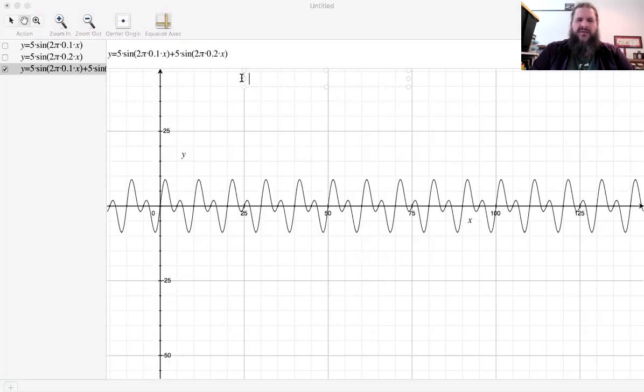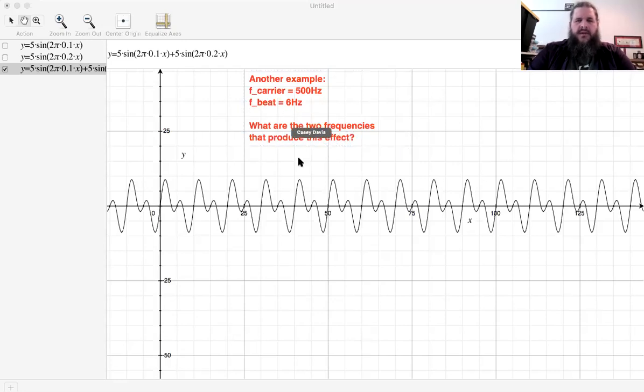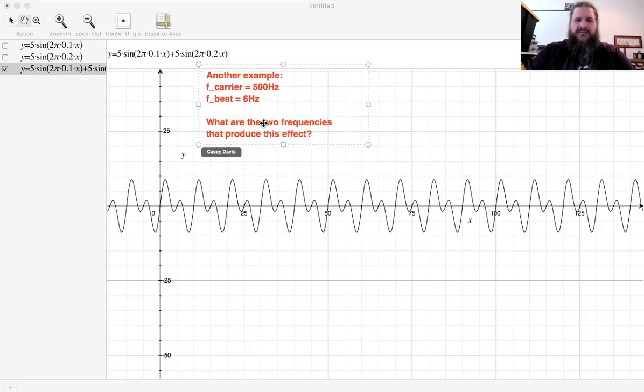For example, let's say we know those values. A different example, not the one actually shown in the graph here, but let's say we know that the carrier frequency is 500 hertz. And we know that the beat frequency is, let's say, 6 hertz. And we want to know what are F1 and F2. So what do we know about the two frequencies if all we have is the carrier frequency and the beat frequency?